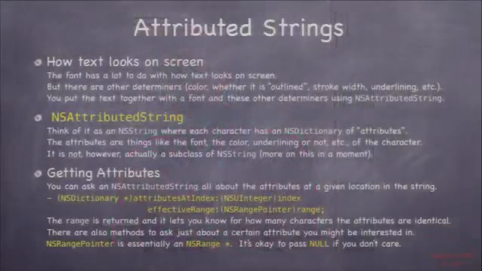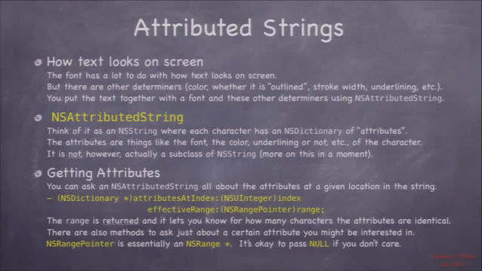This is NSAttributedString. It's immutable, not modifiable. So you cannot set the attributes of an NSAttributedString. There is a mutable attributed string. We'll talk about that in a second. You get the attributes by calling attributesAtIndex, and it will return you a dictionary with all the attributes for the character at that index.